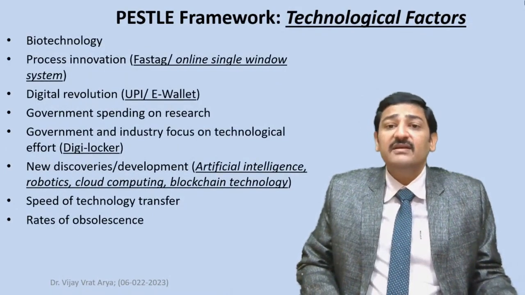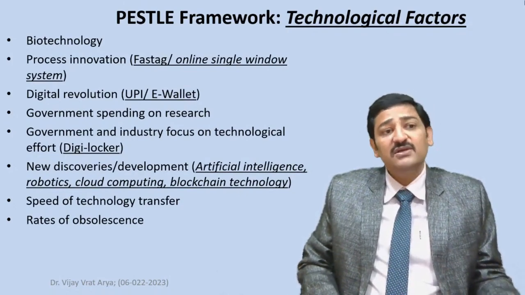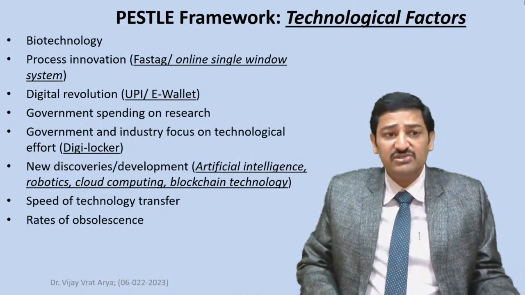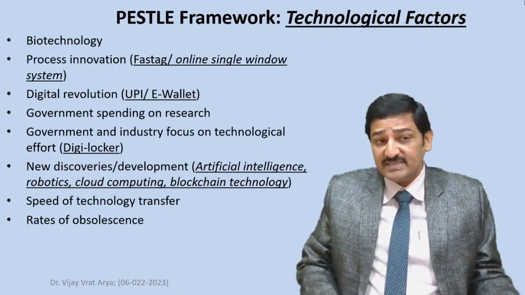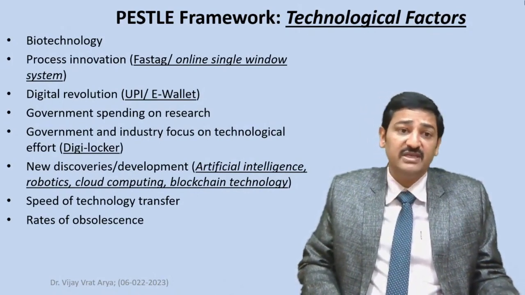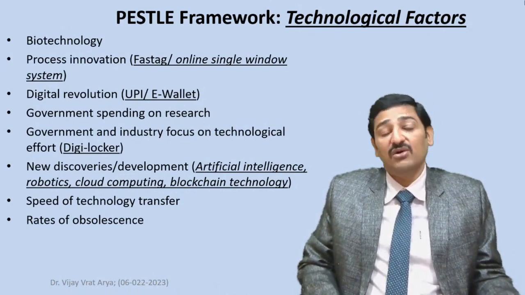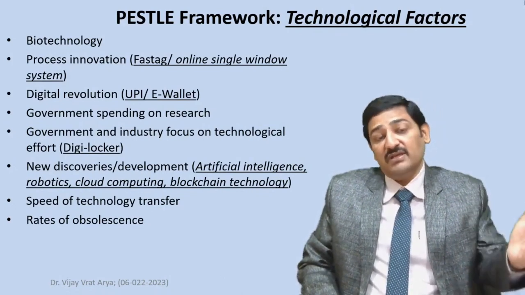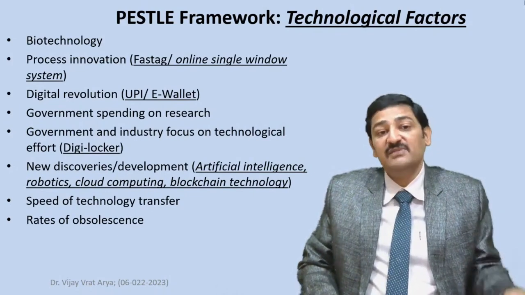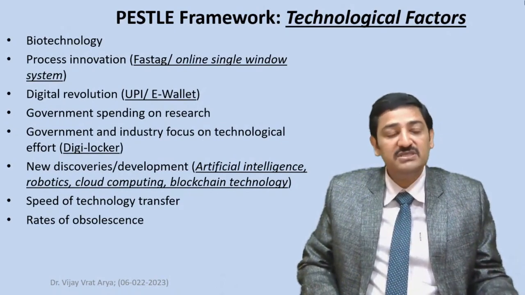The other type of factors within the PESTEL framework is the technological aspect, which may include the aspect of biotechnology available in that country and process innovation. As an example, different types of innovative things are taking place even in India, like the FASTag, or the online single window system for getting clearances, where all the processes take place at a single place rather than moving to multiple locations, multiple offices, and multiple counters.